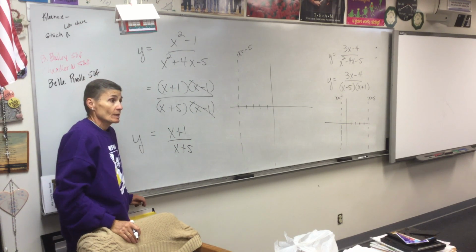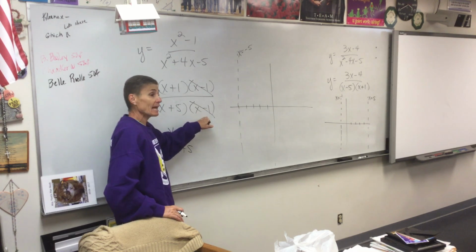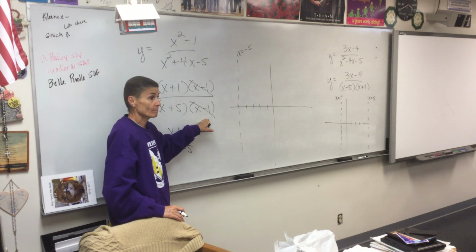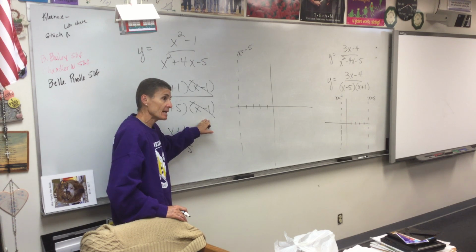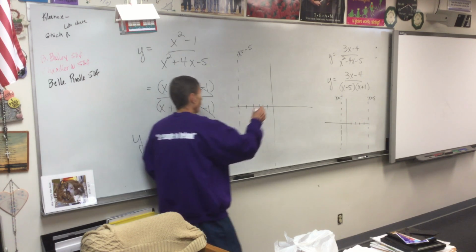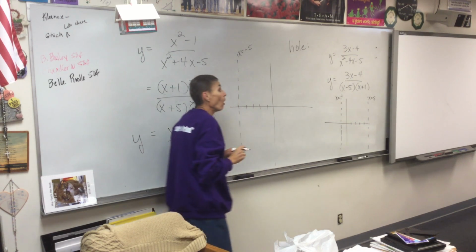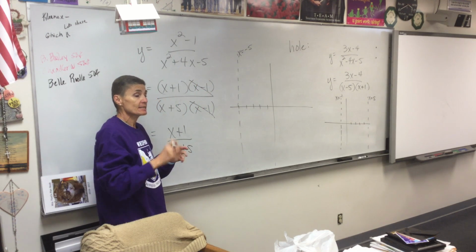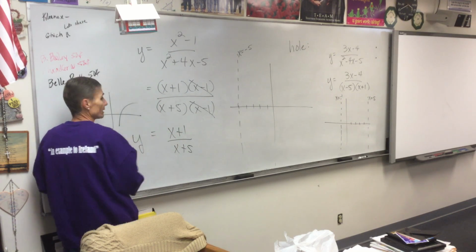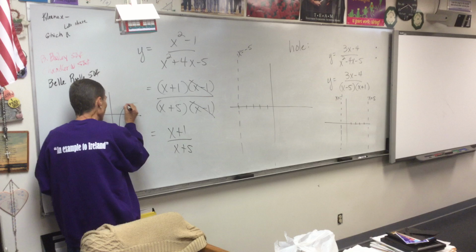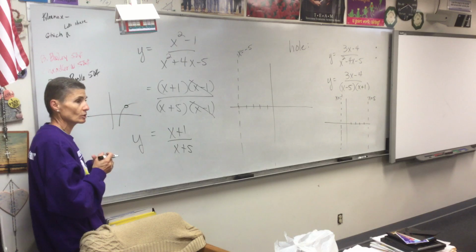Now, the fact that we canceled something out, if that hadn't canceled, would I have another asymptote? Yes. But it canceled. So what does that mean? It's not an asymptote. It's what we call a hole. A hole in the graph is an open circle. So whatever this graph looks like, it has a hole in it. It has an open circle that kind of gets skipped over. That's what holes look like.